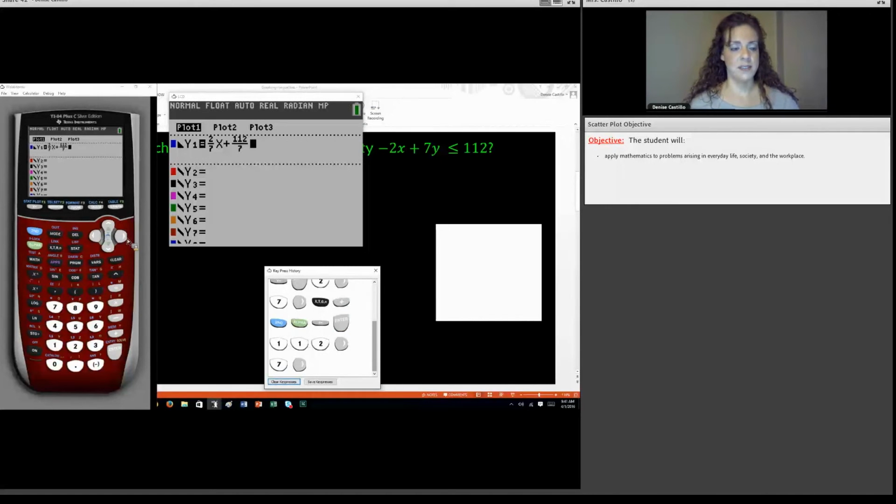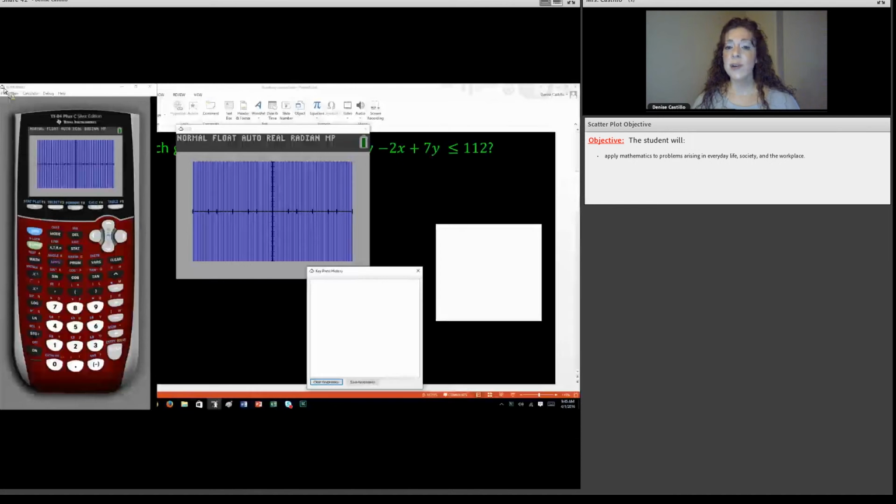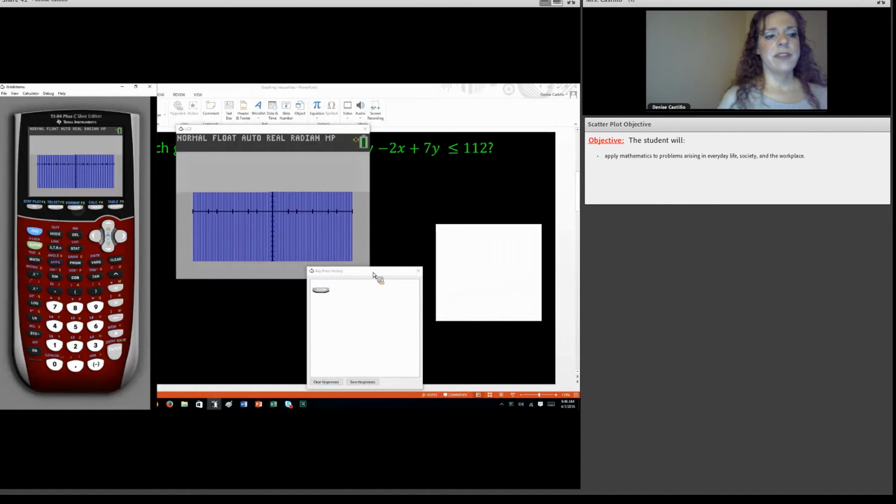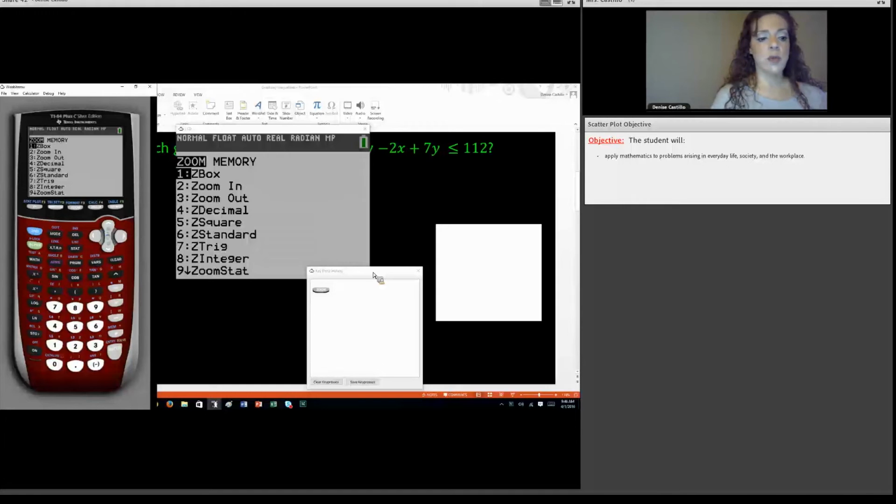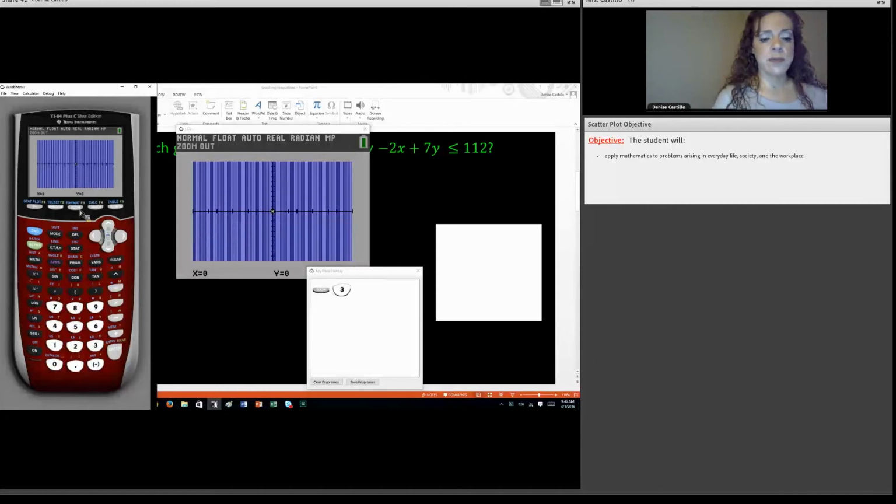Now that we have it graphed, you can see that the full view is shaded in. So let's see if we can zoom out. Hit zoom, number 3 for zoom out, and then hit enter.